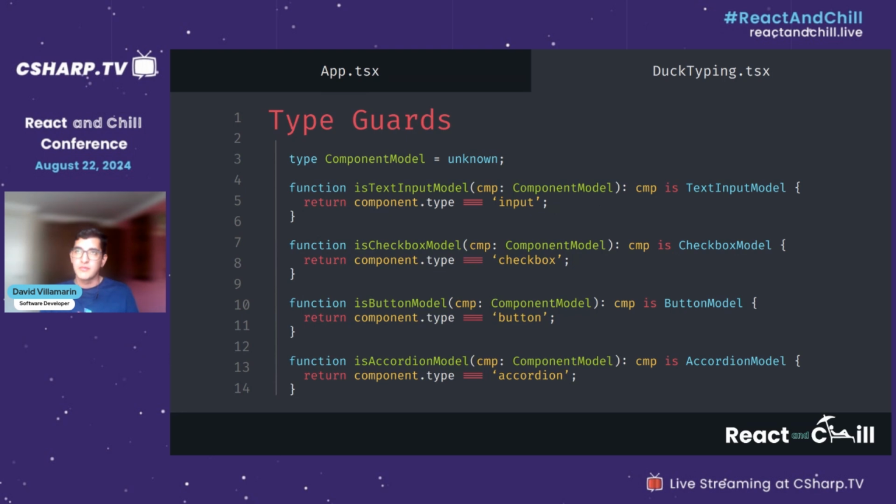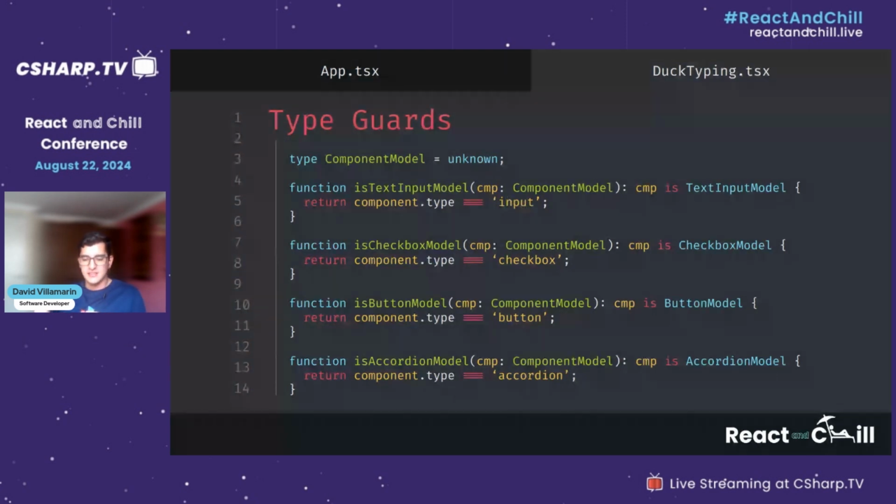this component, this CMP, sorry, has all these text input model properties, the ones that we define on the models for every component. So basically, we can return a type predicate that is saying that this is going to be an input.